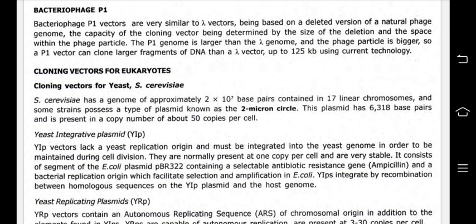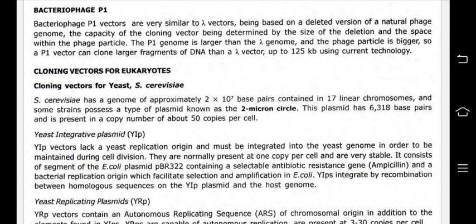Then bacteriophage P1. Bacteriophage P1 vectors are very similar to lambda vectors, being based on a deleted version of a natural phage genome. The capacity of a cloning vector is determined by the size of the deletion and the space within the phage particle. The P1 genome is larger than the lambda genome and the phage particle is bigger. So a P1 vector can clone larger fragments of DNA than a lambda vector, up to 125 kilobase pairs using current technology.